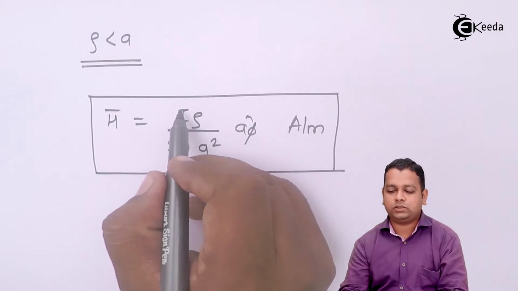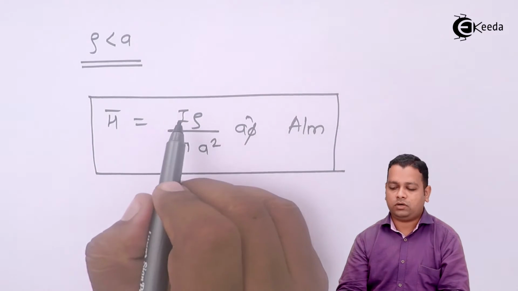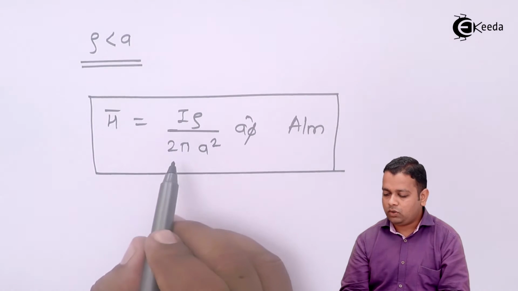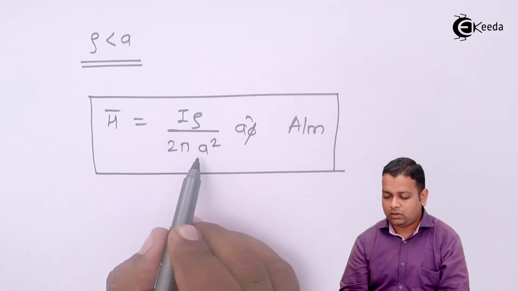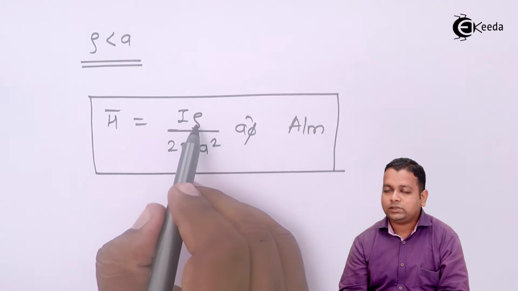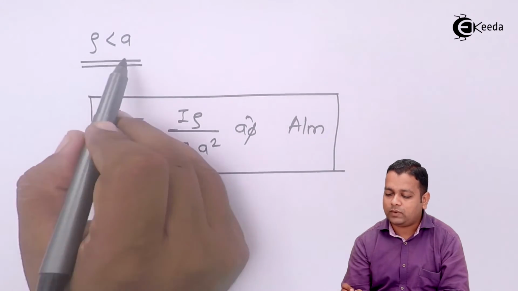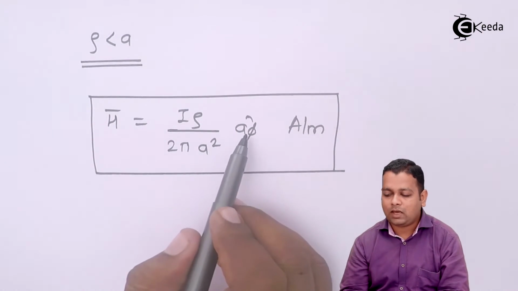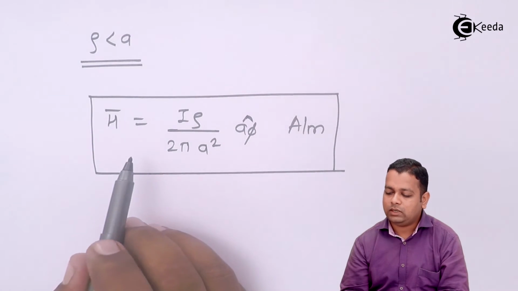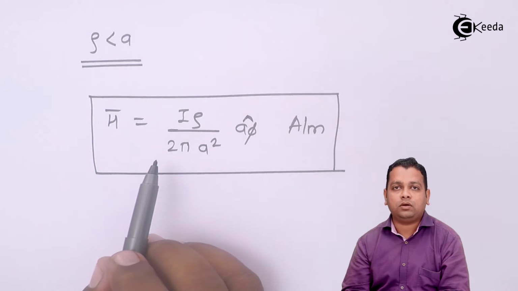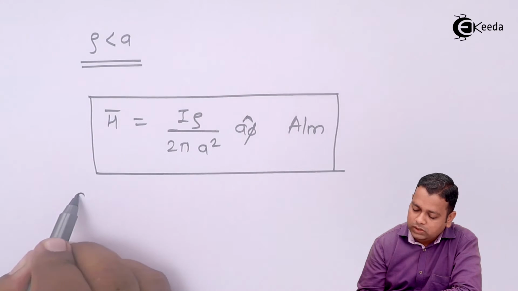Here I represents the total magnitude of current flowing through the central conductor and the outer conductor. This is the simple magnitude, 2 pi is constant. Small a is the radius of the inner conductor, and rho is the exact location of the point inside that conductor. Rho is always less than a, and A phi cap gives the revolving direction of the magnetic field intensity inside that particular conductor body.